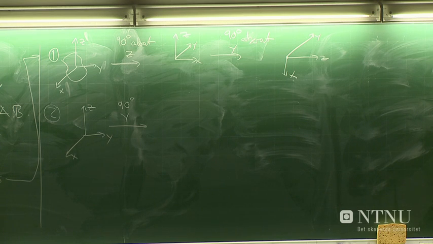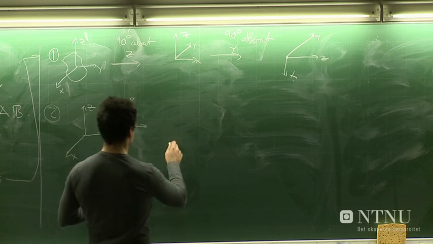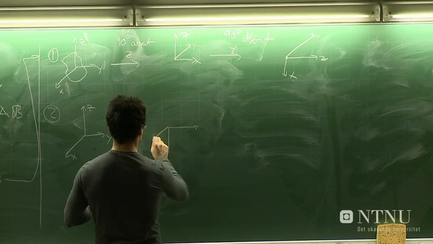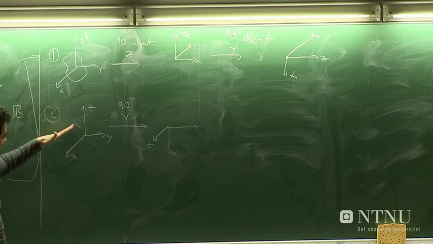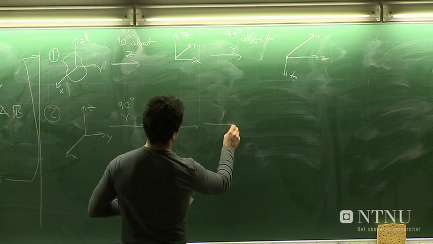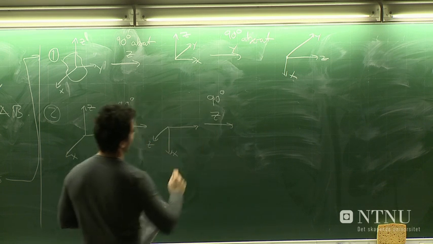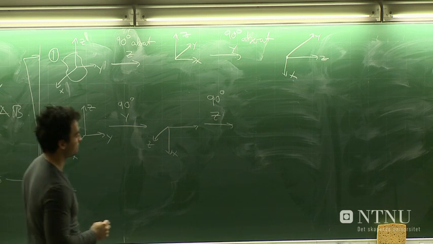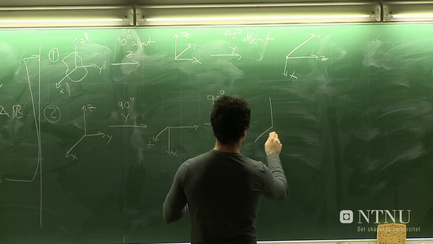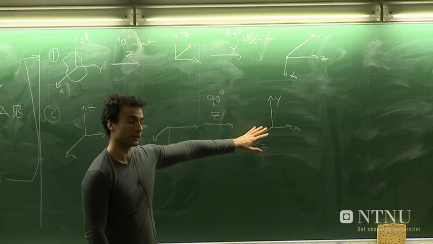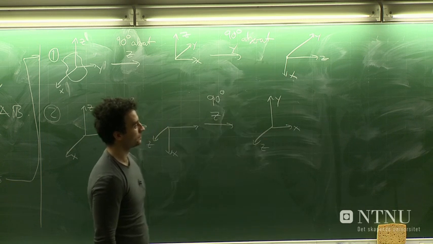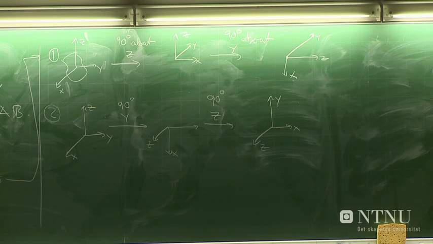So let me now do the same thing, but just in opposite order. So I first rotate the system 90 degrees around the y-axis. So the z-axis goes down here, and the x-axis goes down here. And then I should rotate the system 90 degrees around the z-axis. And you see that what I end up with is different from this case, even though I use the same operations, just in opposite order. So the order of rotations matters.